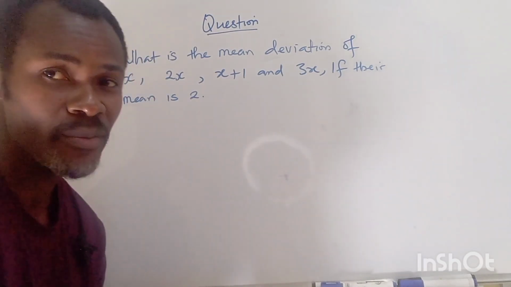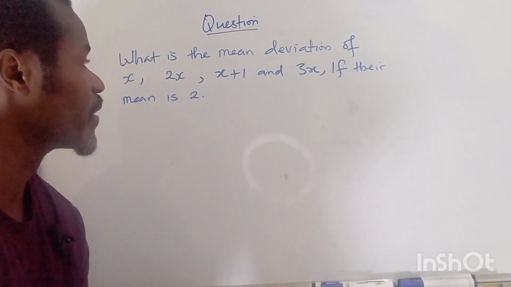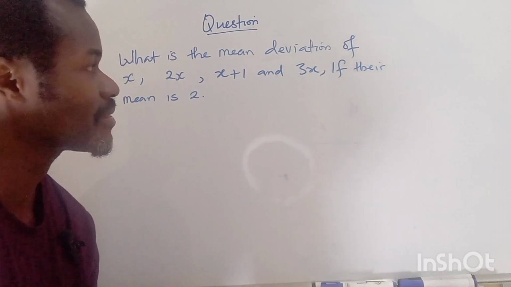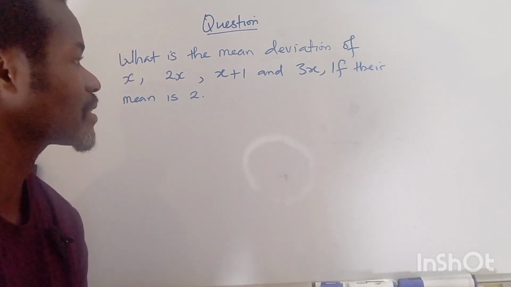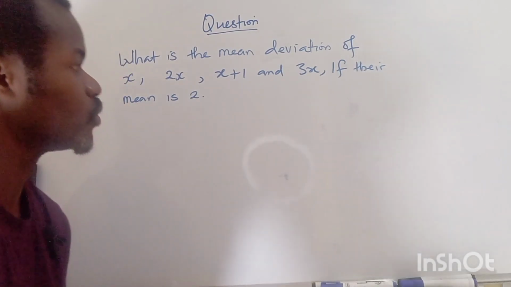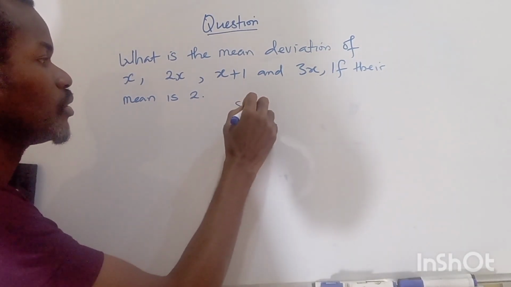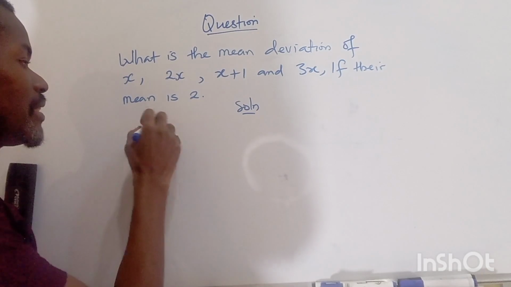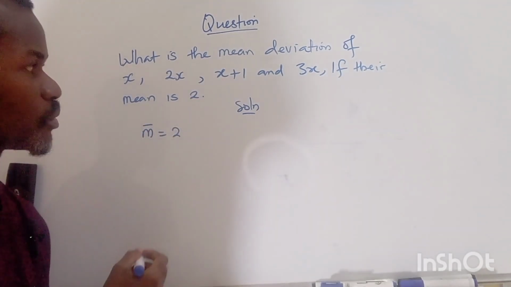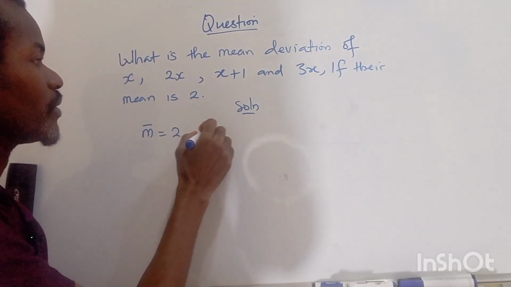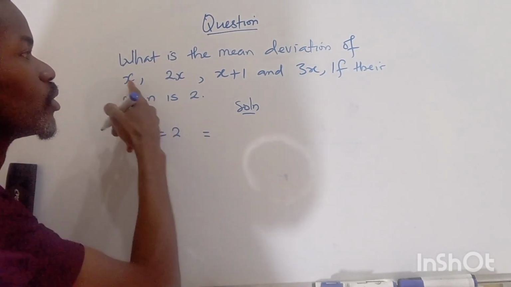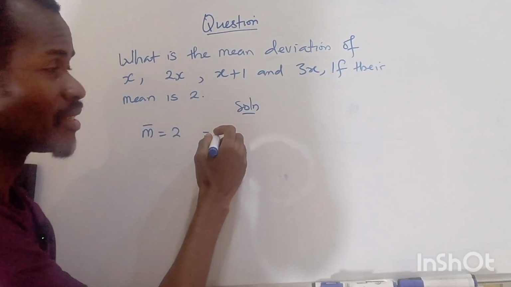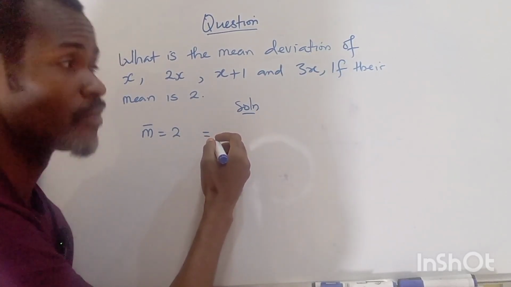Alright, so we have a question on the board that says: what is the mean deviation of x, 2x, x plus 1 and 3x, if their mean is 2? So our solution: the mean is given as 2. And when you're solving for mean, remember you want to add all the values divided by n, which is the number of numbers.